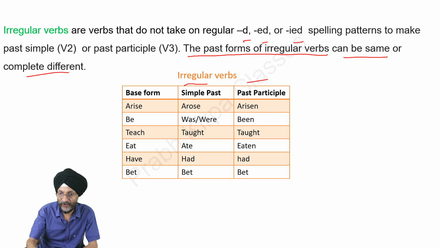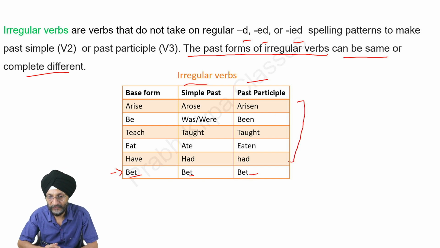Be becomes was, were, and been. Teach becomes taught, taught. Eat becomes ate, eaten. Have becomes had, had. At the last, you will see put becomes put, put. There is no change at all. But in the case of these verbs, there was a lot of change.